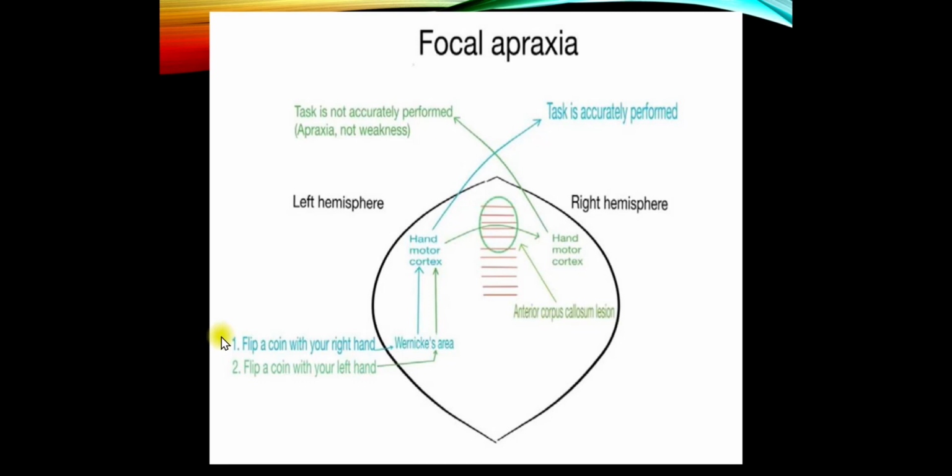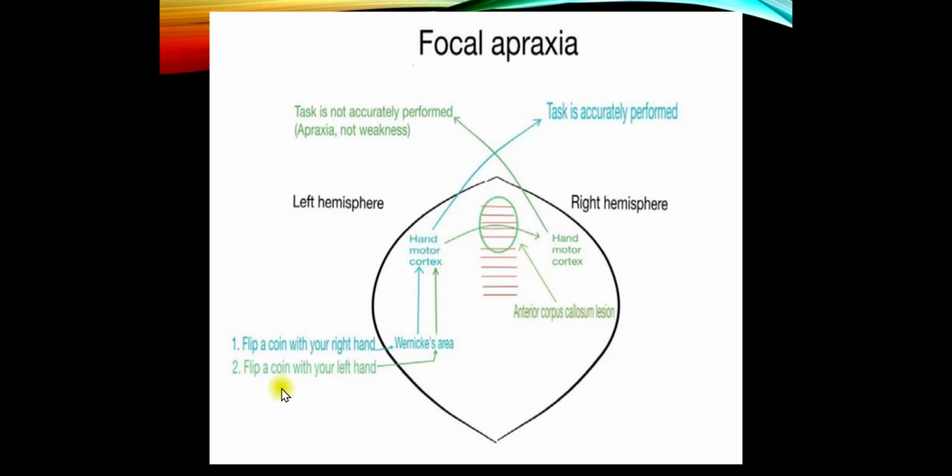So what happens if I were to ask you to flip a coin with your right hand? Well, you would understand that in Wernicke's area here, but to flip the coin with your right hand, you would need to move that information up to the motor cortex, corticospinal tract here, and you would be able to easily mimic the action of flipping a coin with your right hand, no problem.